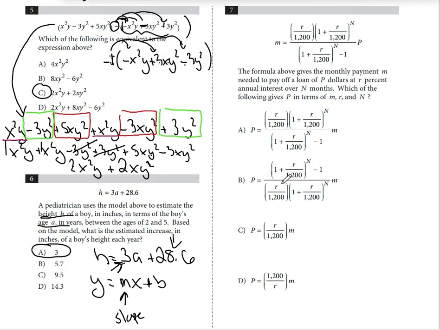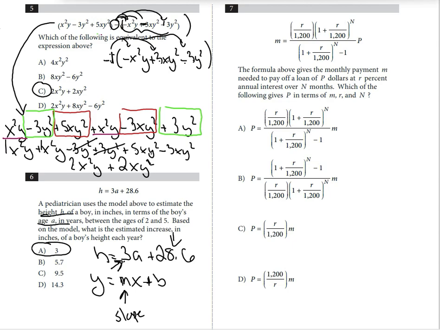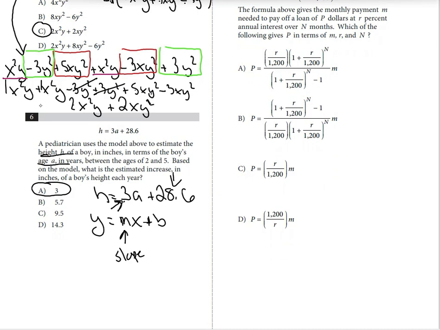And again, if it takes us a little bit longer to do examples like number 5, then number 6 is where we're going to make up some time, because we can look at number 6 really quickly and figure out that our increase, right from this equation, is going to be 3. That's our increase per year.